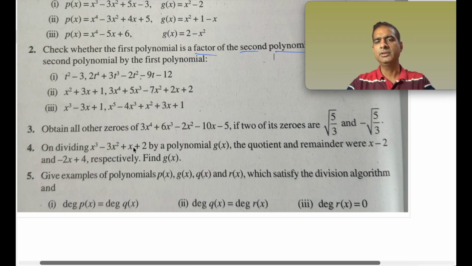So in this question, students, you can see the divisor is not given, and the quotient and the remainder are given. So we know a formula which connects the dividend, divisor, quotient and remainder, and by using that formula we will connect all the given information and we will try to find out the value of g of x. So let us try question number 4.